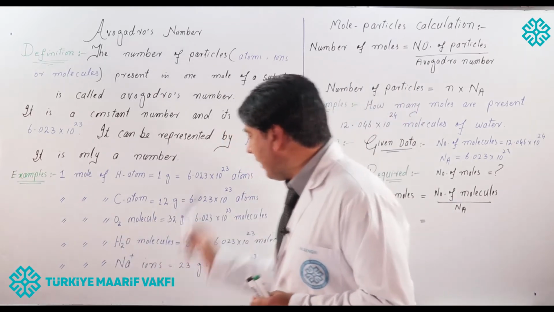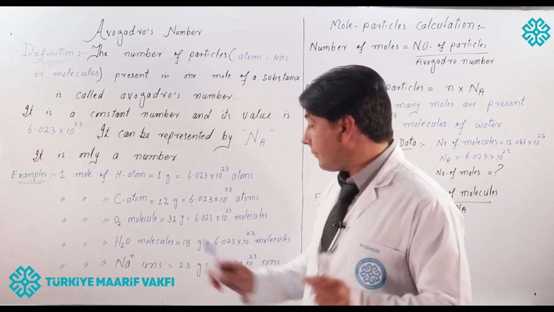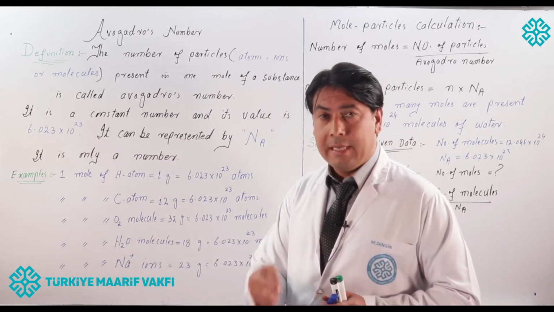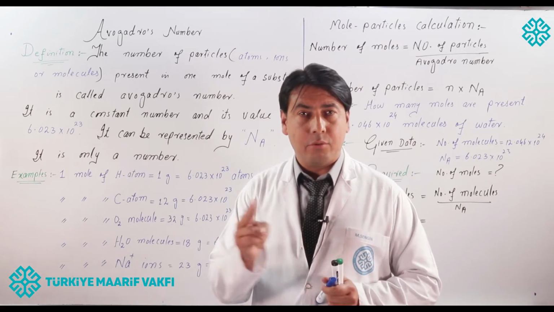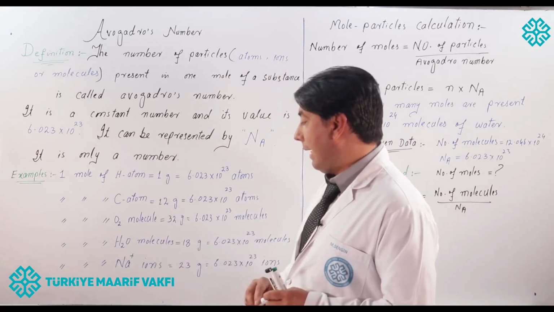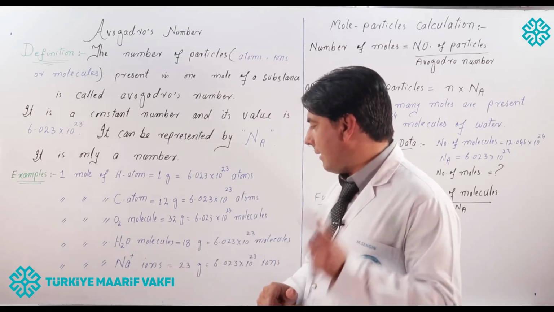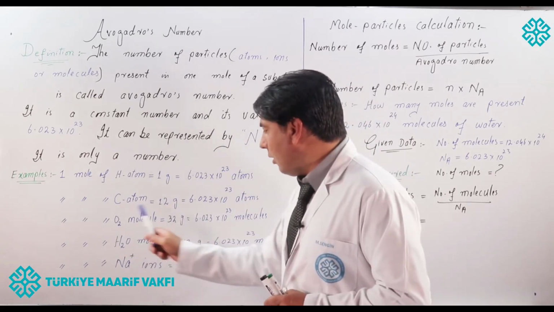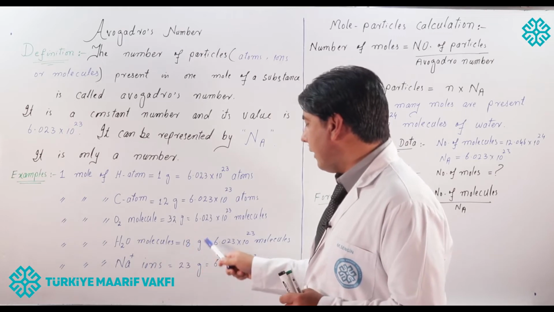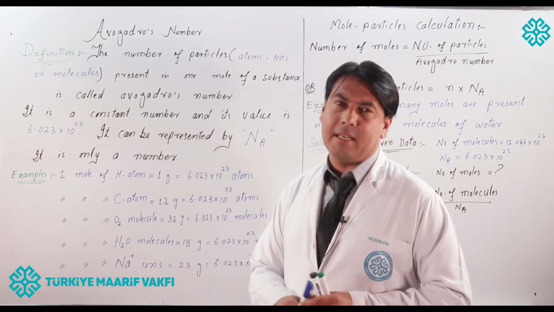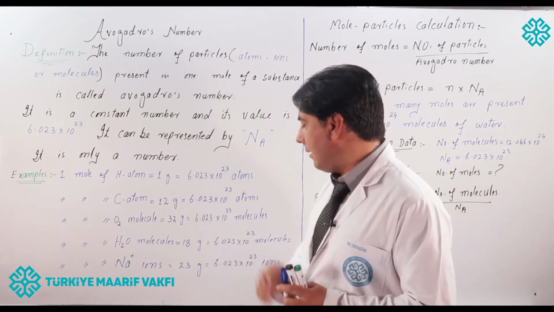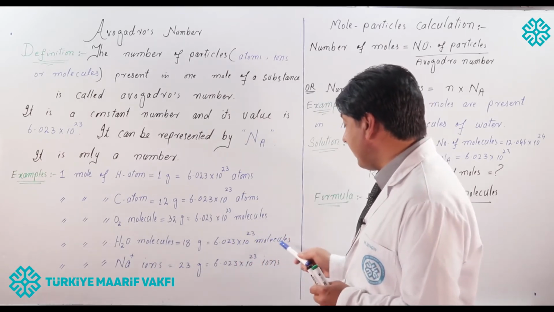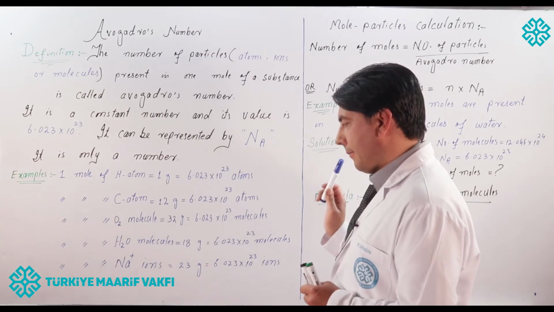And 1 mole of water molecules. We know that the atomic mass of hydrogen is 1 and there are 2 hydrogen atoms, so 2 multiplied by 1 is equal to 2. And the atomic mass of oxygen is 16, so 16 plus 2 is equal to 18. So 1 mole of water molecule is equal to 18 gram. How many particles of water will be present in 1 mole? 6.023 multiplied by 10 power 23 molecules of water.